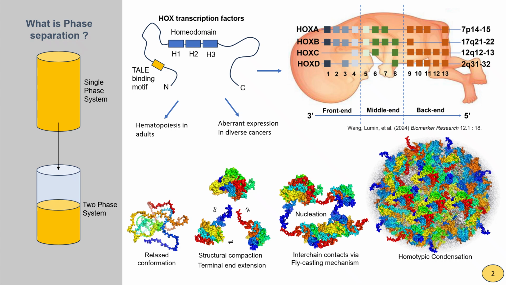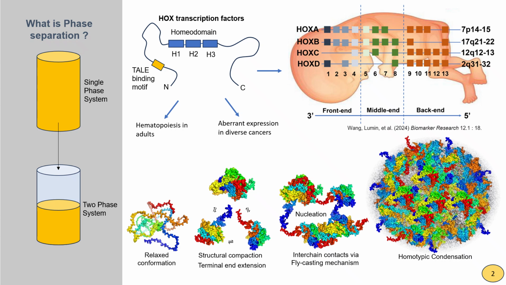Phase separation refers to the transition of a homogeneous single phase to a two-phase system. Like oil and water, homogeneously mixed together will separate into a water phase and an oil phase over time. Similarly, proteins also phase separate from their homogeneous aqueous environment and form protein clusters known as condensates. Not all proteins phase separate. The intrinsically disordered proteins or IDPs are known to phase separate into condensates.